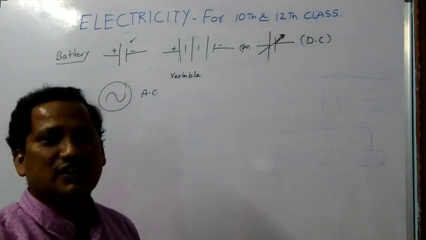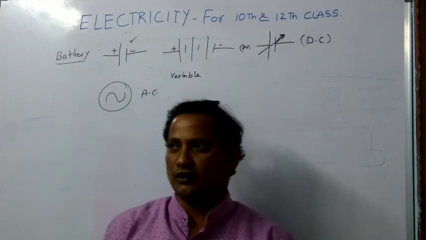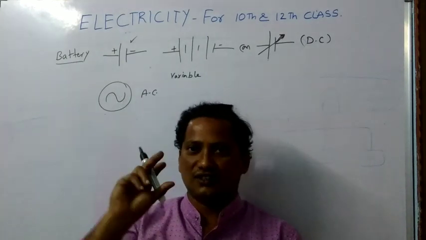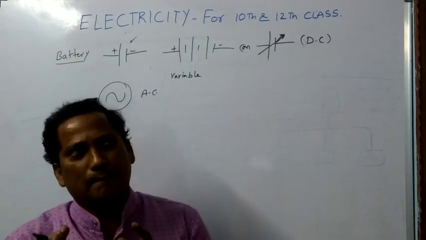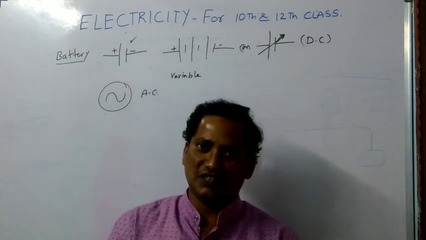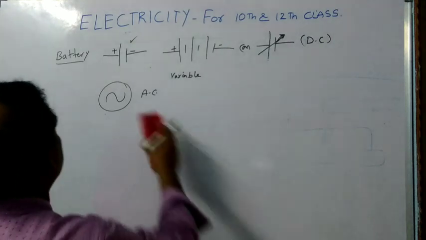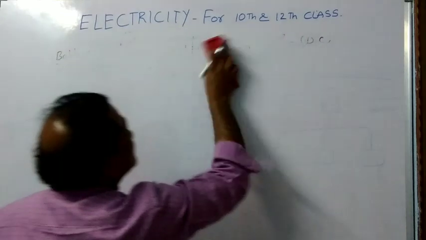Now, in general, we are using batteries in so many electronic devices, like a TV remote control, or a watch. In the watch, the cell is there. It is also a battery. Generally, the battery capacity is 1.5 volts. Now next, after the battery, you have to know the wire.